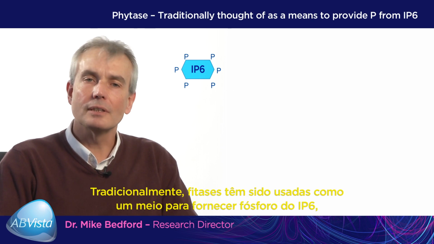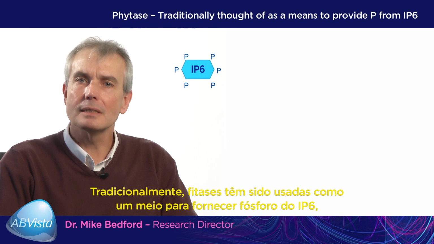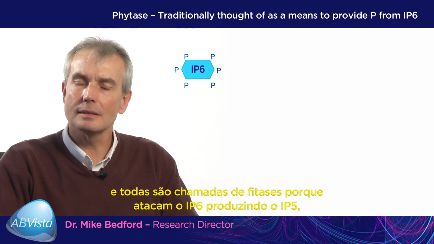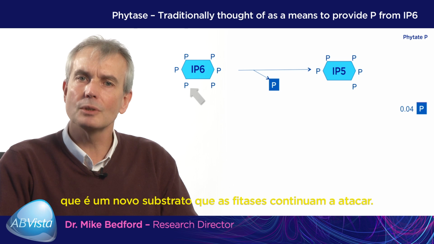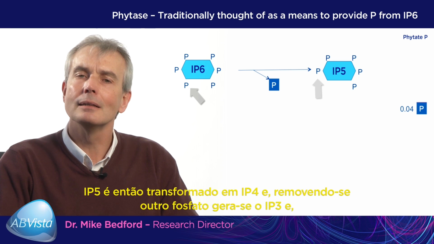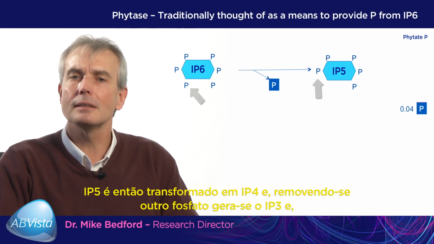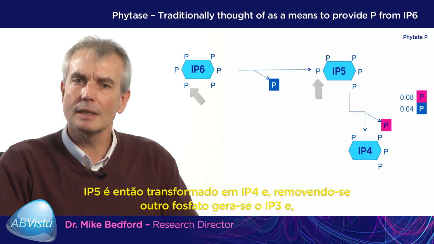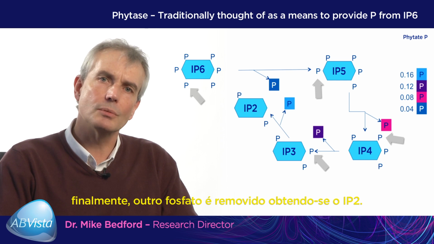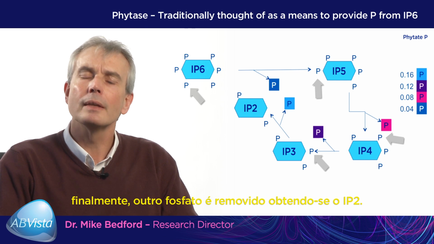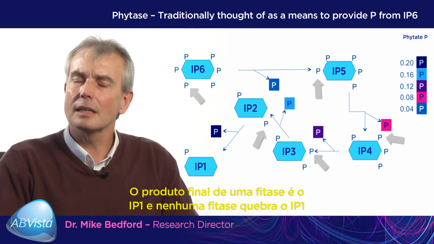Phytases have traditionally been thought of as a means to provide phosphorus from IP6, and all phytases are called phytases because they attack IP6 and make from it IP5, which is a new substrate which phytases continue to attack. IP5 is then made into IP4, another phosphate removed and you generate IP3, and another phosphate is removed and you generate IP2. The final product of a phytase is IP1.